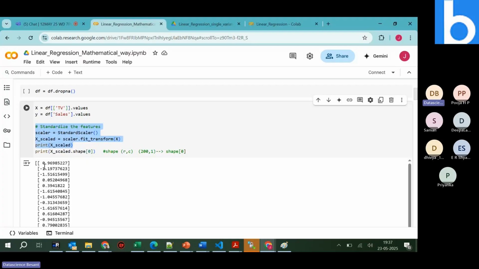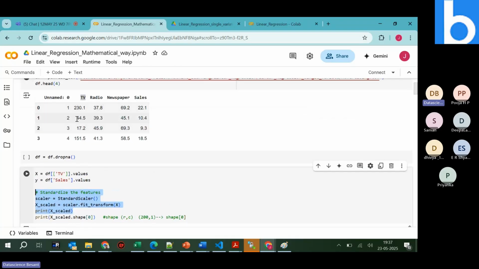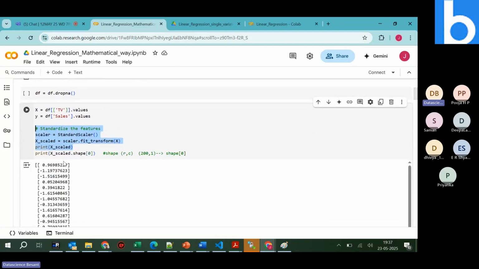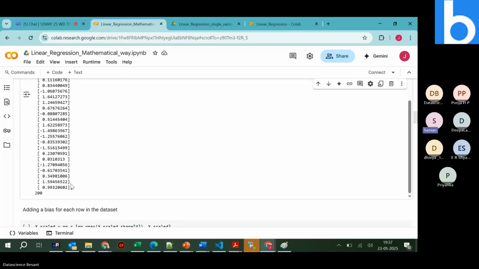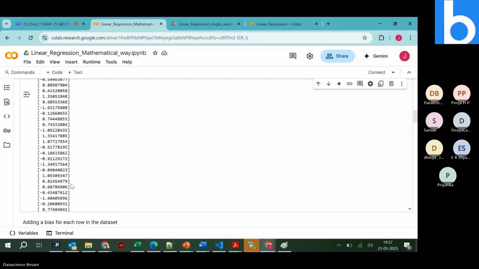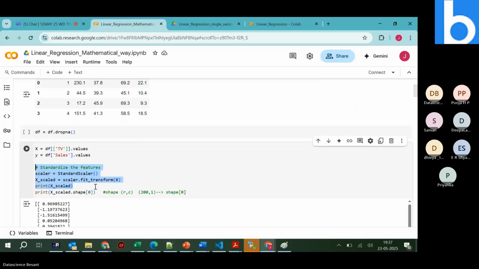If you see print x_scaled, the original values were some 230, 44, 70, 151. After the scaler, they have been changed. But if you see, for each value I'm making one list, correct? That is the multi-dimensional array I was talking about.